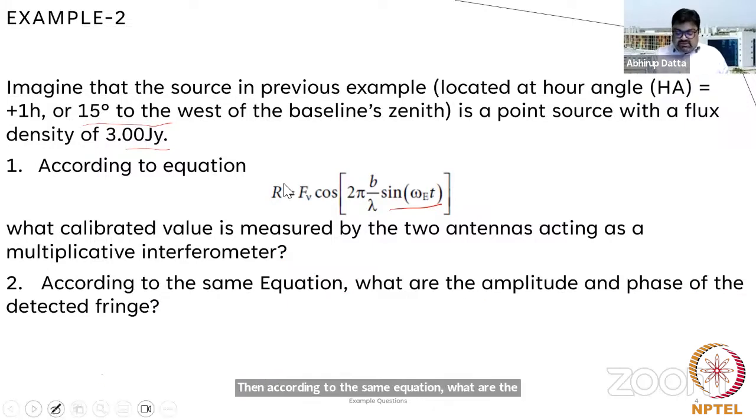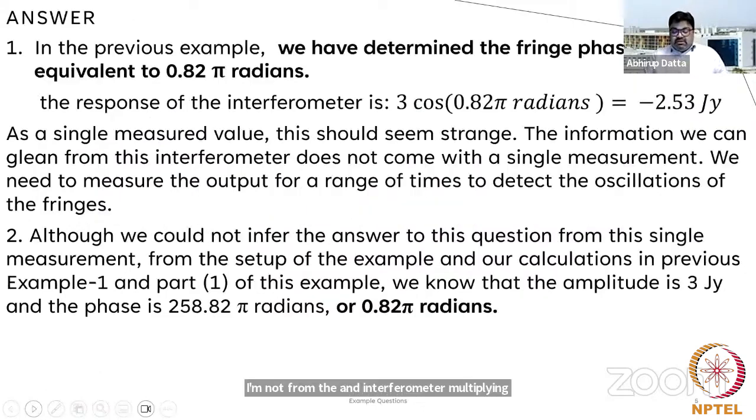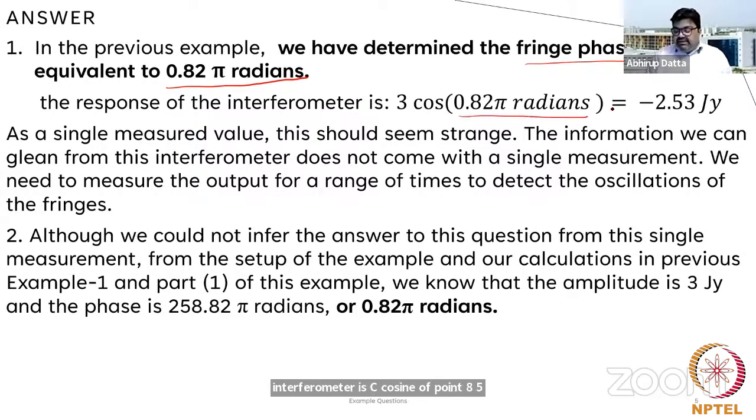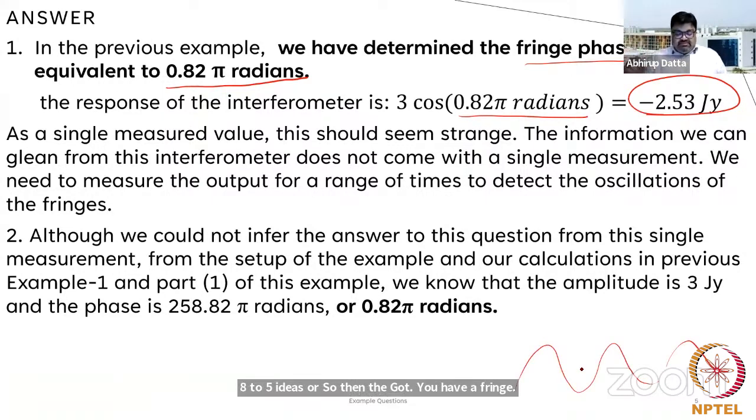So this is the correlation coming out from the multiplying interferometer. We have determined the fringe phase to be 0.82 pi radians from the previous example. So the response of the interferometer is 3 cosine of 0.82 pi radians, and so the Jansky value comes down because you have a fringe function. That's how it looks.